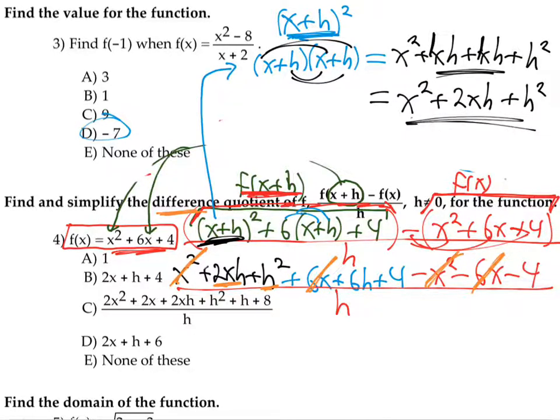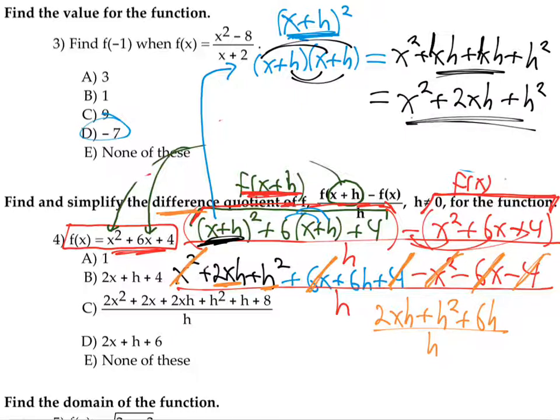Yeah, it's an easy way to catch any sign mistakes because they should cancel. And positive 4, negative 4. Sure, see all the non-h terms drop out. They always do when you do the difference quotient. So what do we have left here? 2xh plus h squared plus 6h all over h.